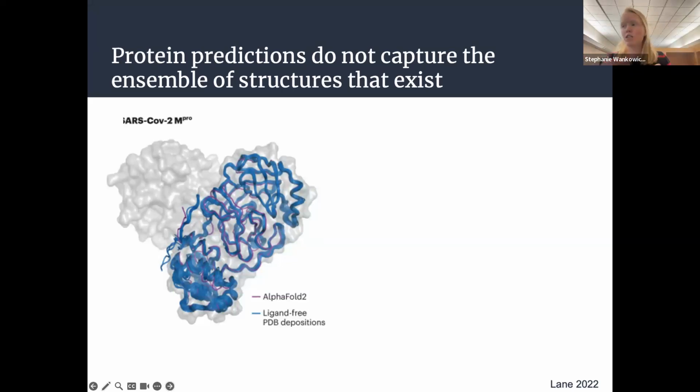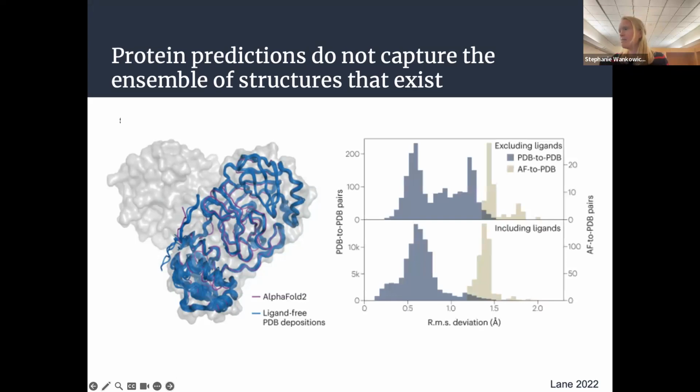And the AlphaFold model is really just capturing one of these. We can also look at that when we look at the RMSD between PDB to PDB. So this is looking at two different structures and saying how different are they in the backbone. But we can also look at it between every single structure that we have in the AlphaFold model. And so in blue are these PDB to PDB pairs, and in yellow is the AlphaFold to PDB.